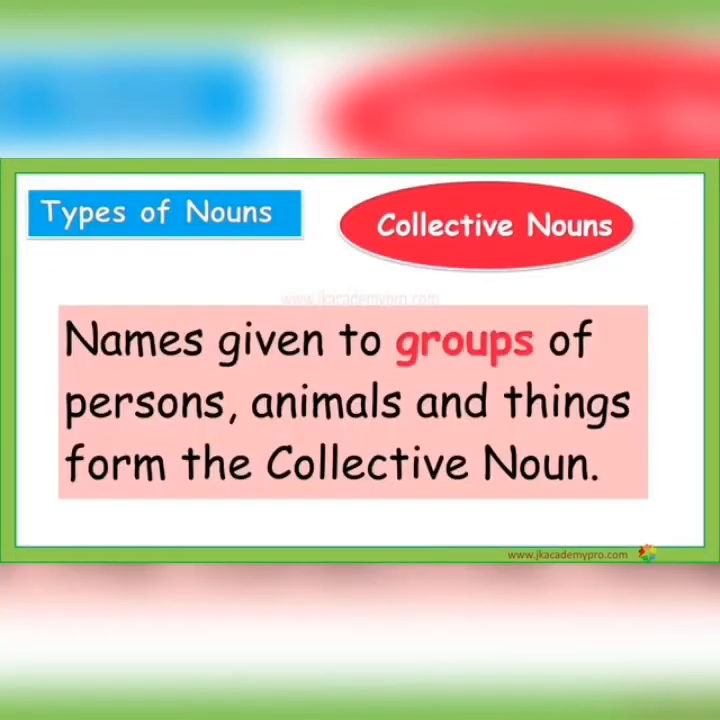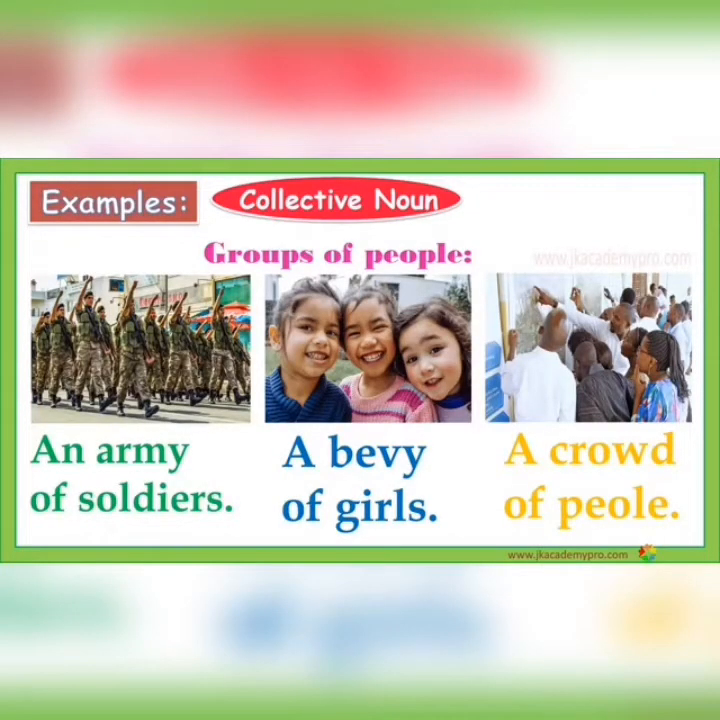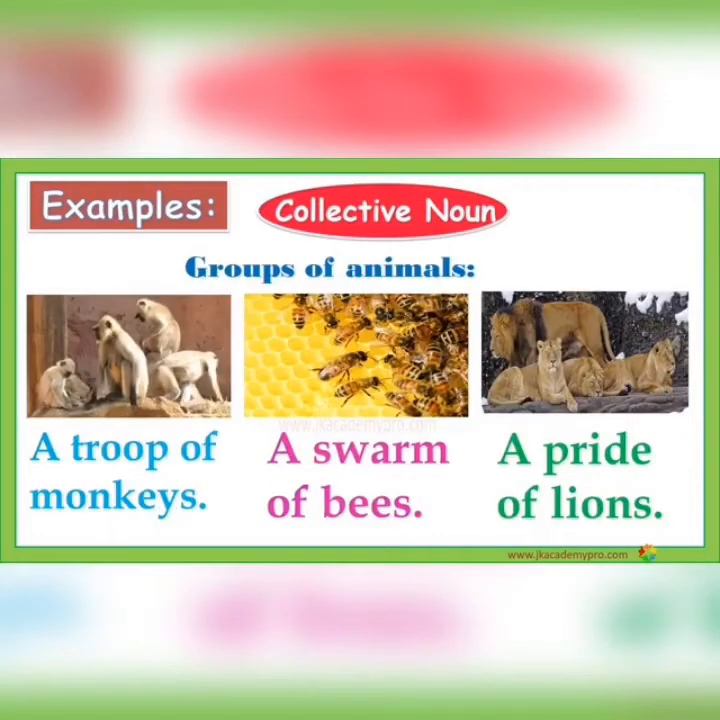Now, for collective nouns, they are names given to groups of persons, animals, and things. Names given as a group. For example, an army of soldiers, a bevy of girls, a crowd of people. So you collect a group, collectively you give them one name. Because people gathered, you call them a crowd. Okay? So that's what collective nouns are all about. I know bevy might be a bit strange, but you can use the dictionary to check for that.